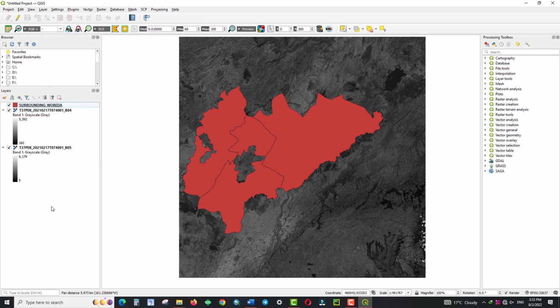You can mask or crop a specific region from the whole satellite image by using an input vector file, that is, the area of interest.